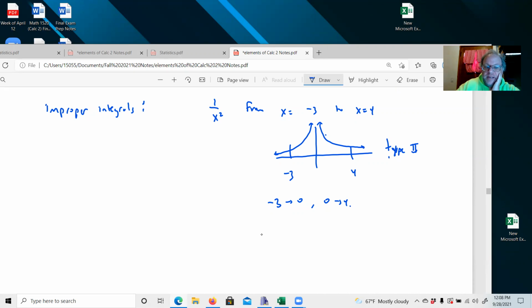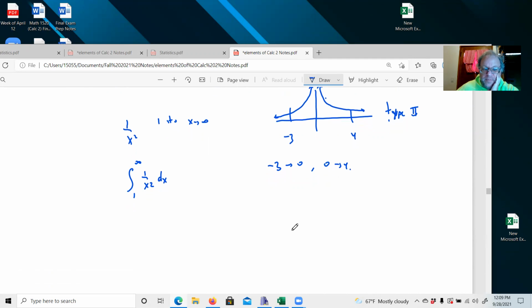We do type 1, which means we're going to do something like 1 over x squared, where x goes from 1 to infinity and beyond. So if I was going to ask you the integral from 1 to infinity of 1 over x squared dx, what would go on here? The first thing you do, because we don't like having an infinity in our integral symbol, is say the limit, pick your favorite letter, as a goes to infinity, of the integral from 1 to a of 1 over x squared dx.